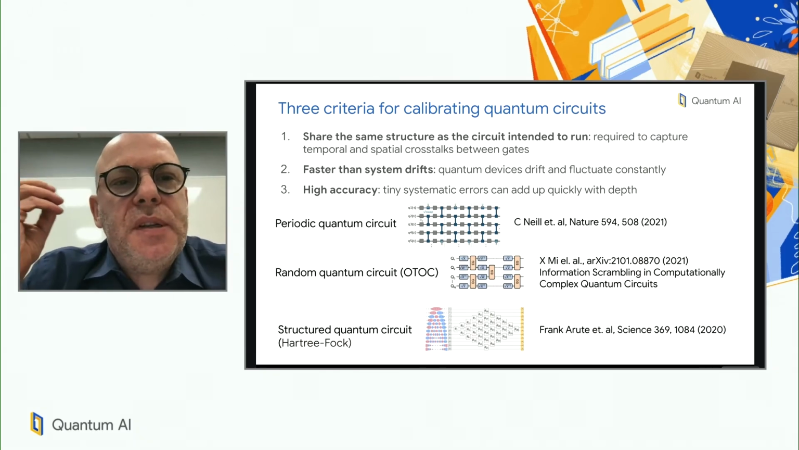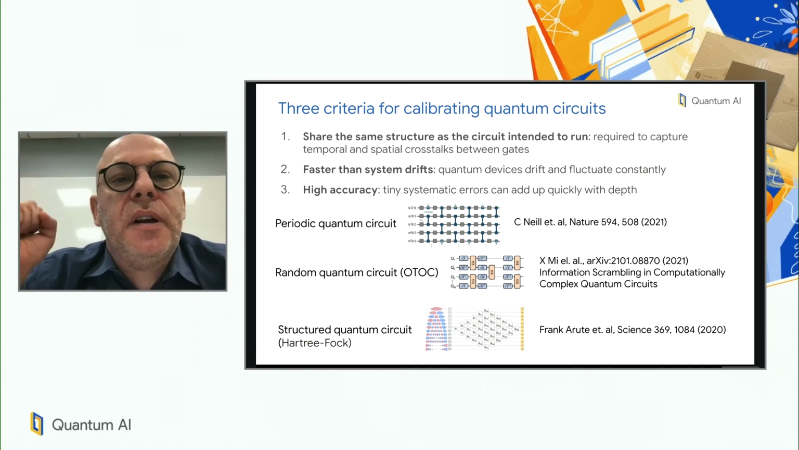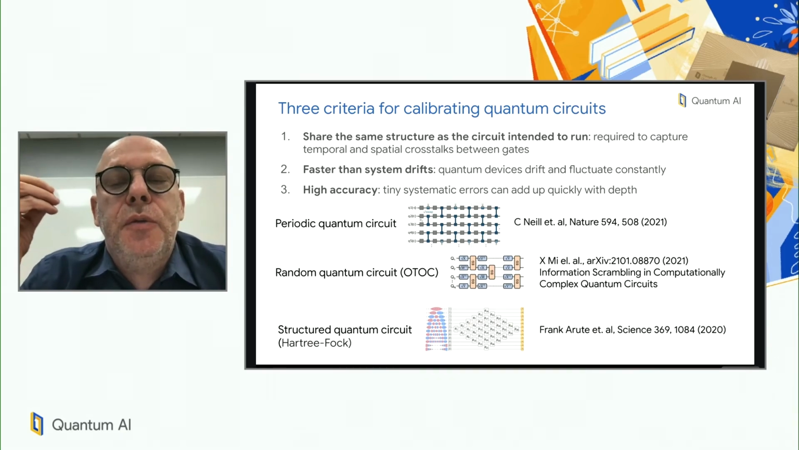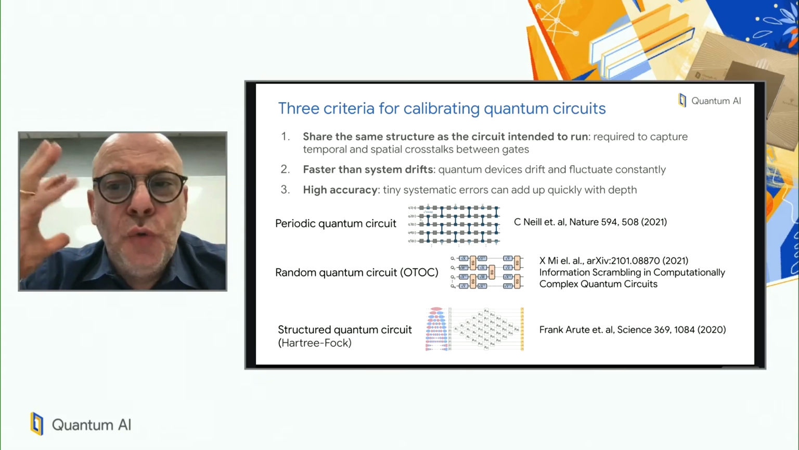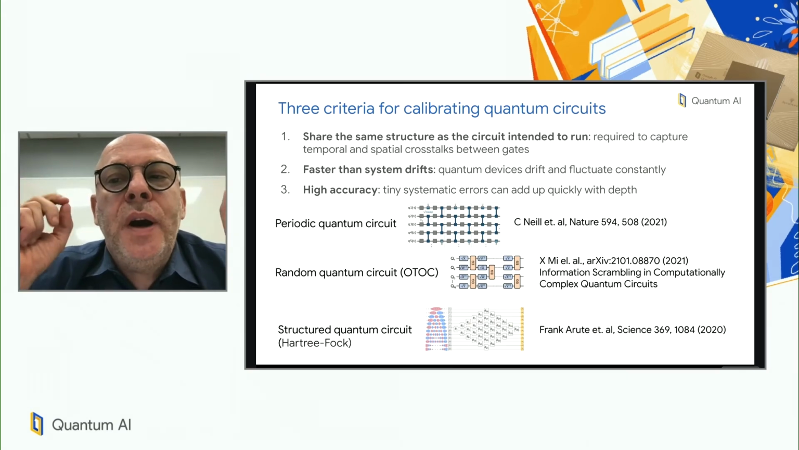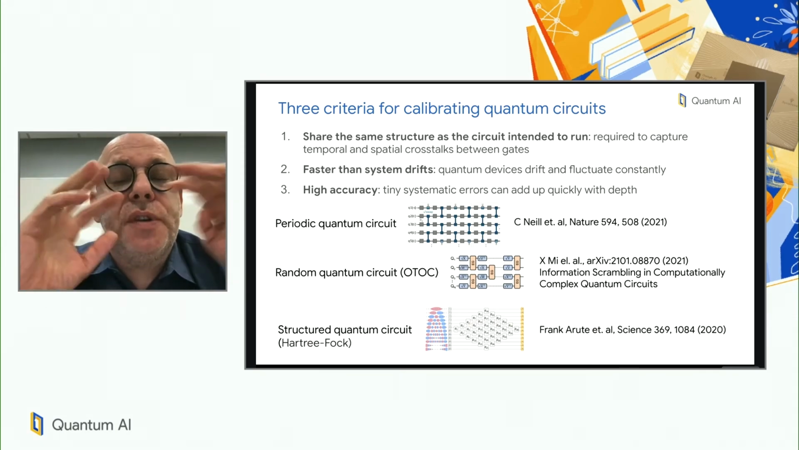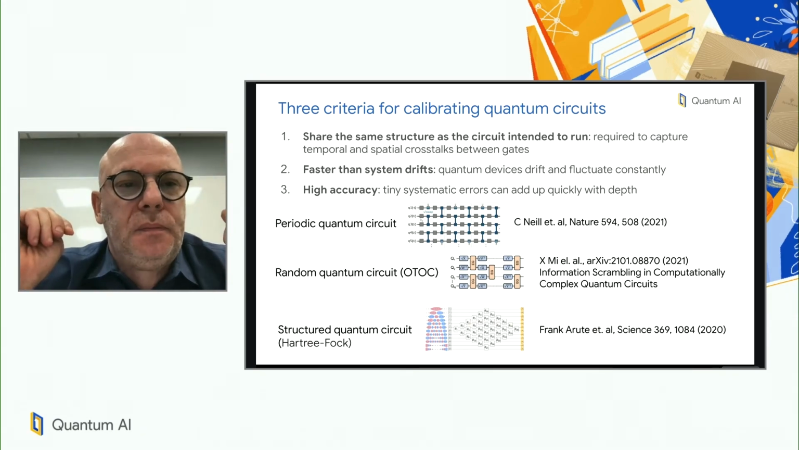So typically we consider there are 3 general criteria for calibrating quantum circuits. First, the circuits you actually try to calibrate should have the same structure as the circuit you intend to run for your application on experiment, because the circuits that you calibrate to fine-tune the parameters are required to capture temporal and spatial crosstalk between gates. So the structure needs to be very close.